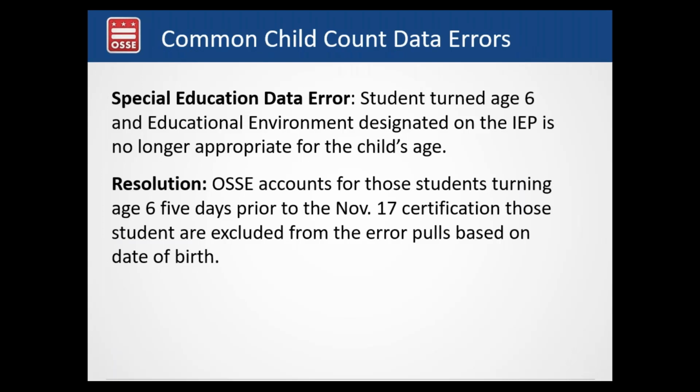Another common child count data error is that the student turned age 6 and the educational environment designated on the IEP is no longer appropriate for the child's age. So OSSI does account for those students that are turning age 6, 5 days prior to the November 17th certification, and those students will be excluded from the error pools based on that date of birth.